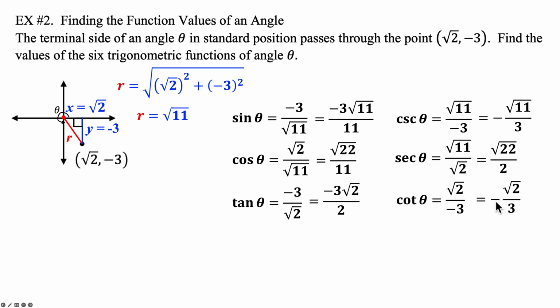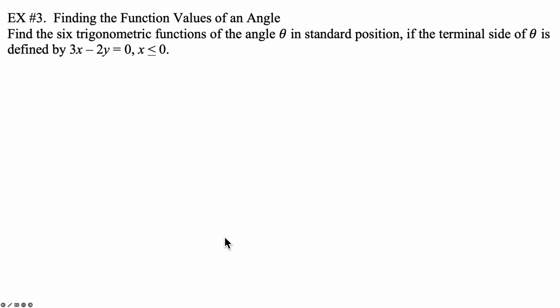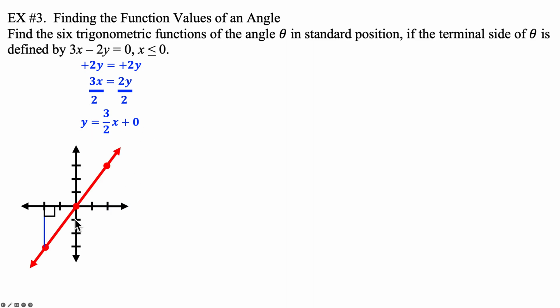All right, example number 3. Here we're going to build an angle to a line. Like I said, here's my standard form, set equal to 0. Oh, they put a restriction on my x. They said x has to be less than or equal to 0, which means x is going to be negative or 0. So, okay, let's solve this for y. Add over the 2y, divide by 2. There's my equation.